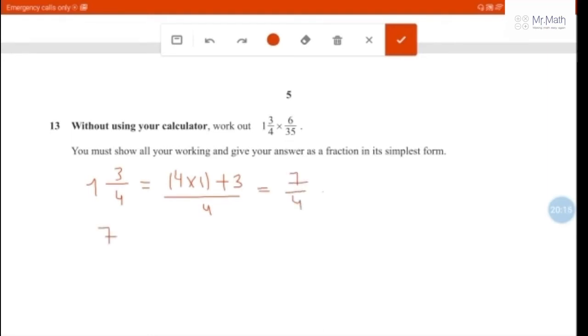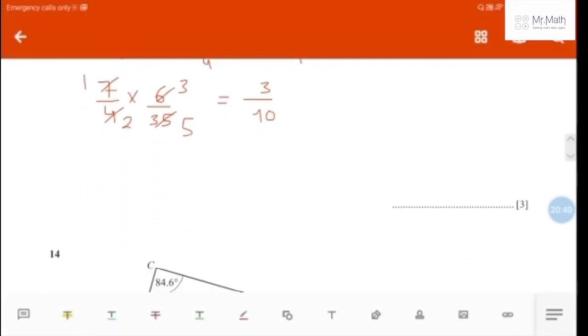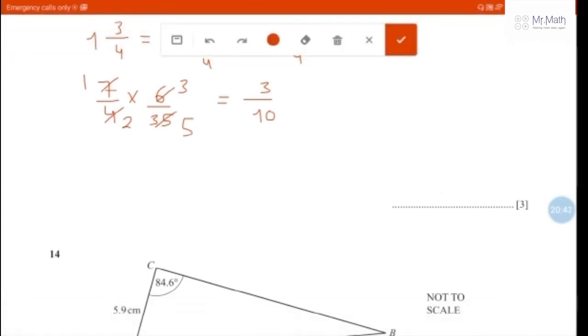And 7 over 4 times 6 over 35 is equal to, so if I divide 7 by 7, the answer is 1, and 35 by 7, it's 5. 6 over 2 is 3, and 4 over 2 is 2. So I will get 1 times 3 is 3 over 10. So this is the final answer. So the final answer is 3 over 10.